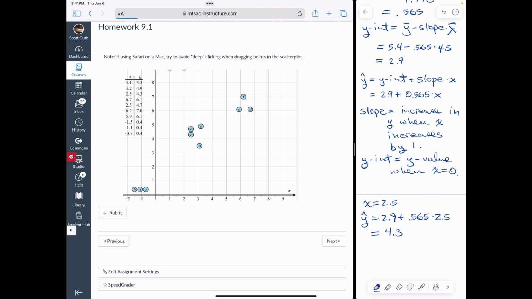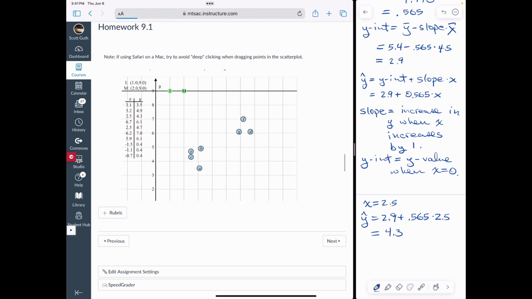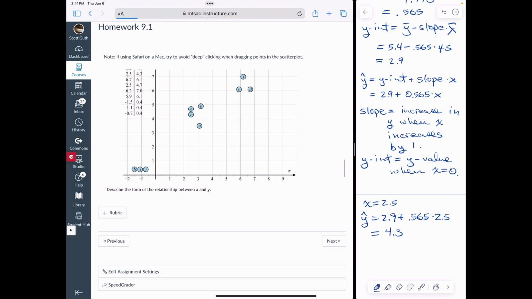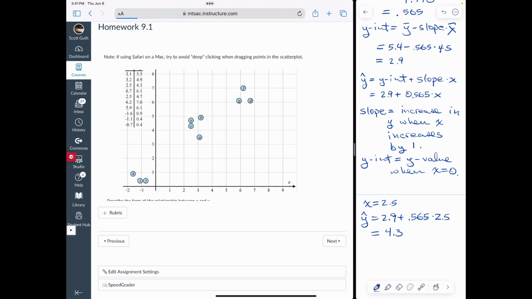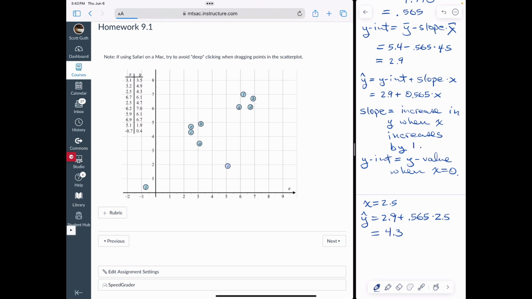All right. Now we're gonna do the next point which is H. We can see down there. So if I look at H, it's 6.9, 6.7. Okay, so 6.9, 6.7 is gonna be up here somewhere. Right there. Now I is at 4.8, 5.5. Somewhere in here. Got it.